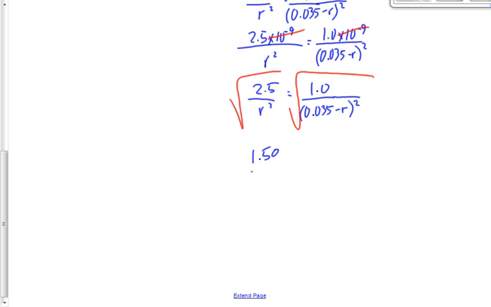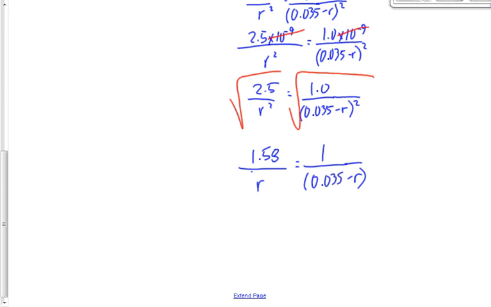1.58 over r, because the square root of r squared is r. Square root of 1 is 1. Square root of 0.035 minus r squared is 0.035 minus r. All right, now it's looking better. Still a little tricky here, but looking better.